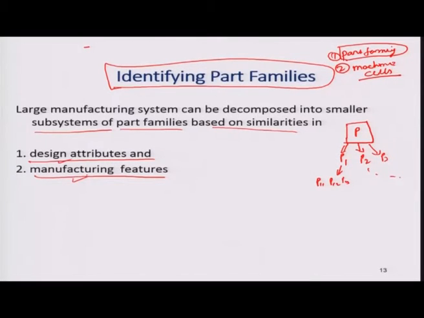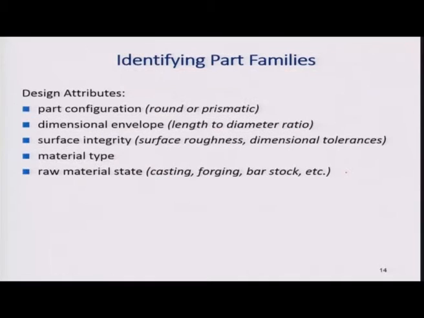After that you can club your parts into one family. So, design attributes. What are the design attributes? Part configuration, for example, round or prismatic, dimensional envelope, length to diameter ratio. You can distinguish your parts using an L by D ratio. Surface integrity: surface roughness, dimensional tolerance.